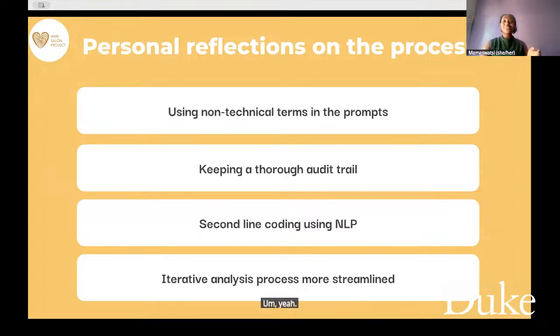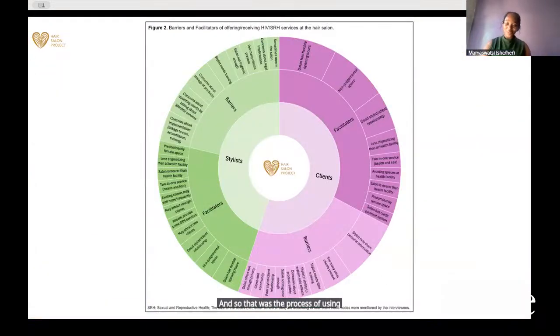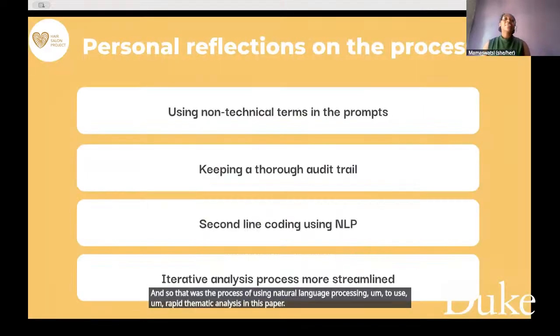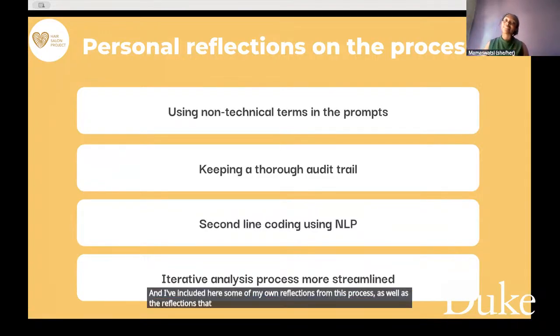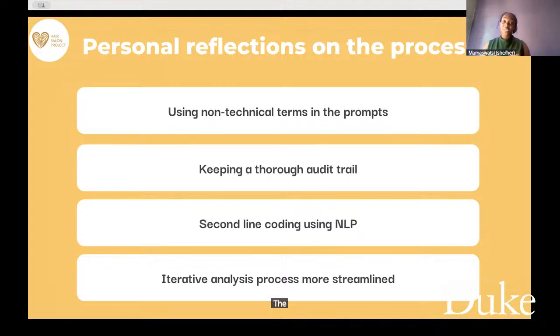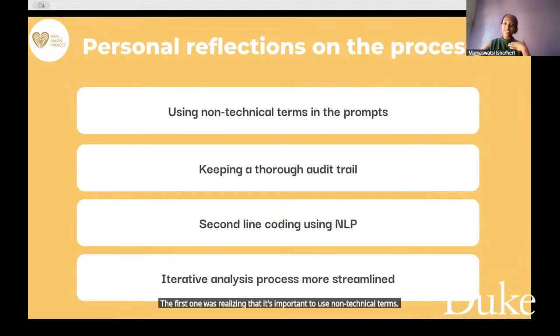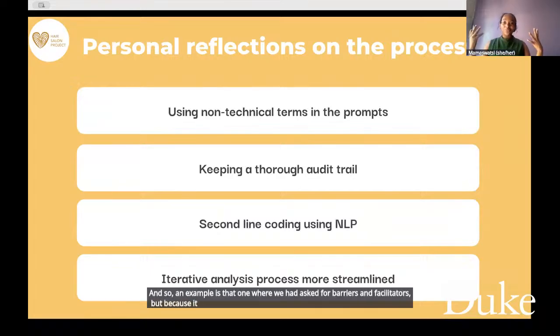Yeah. And so that was the process of using natural language processing to do rapid thematic analysis in this paper. And I've included here some of my own reflections from this process, as well as the reflections that we had as a team. The first one was realizing that it's important to use non-technical terms as you're communicating with the AI and giving it instructions. An example is where we had asked for barriers and facilitators, but because it's a large language model, it's pulling words that are associated with barriers and facilitators, so it may not be as accurate.